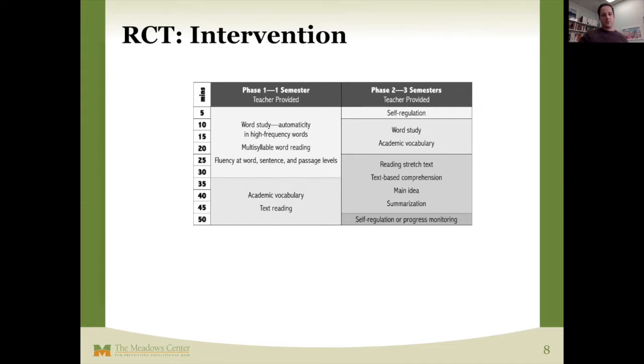And so we sort of considered the intervention in 2 phases. Phase 1, that first semester, you can see in the graphic, there's a heavy emphasis. The majority of the time is spent on word and text reading, sort of building up those foundational skills. That's not to say we ignored word meaning or text comprehension, but we really tried to prioritize word and text reading development in that first semester. And then over the next 3 semesters in phase 2, we provided distributed practice related to word and text reading, but our emphasis shifted to word meaning and text comprehension.